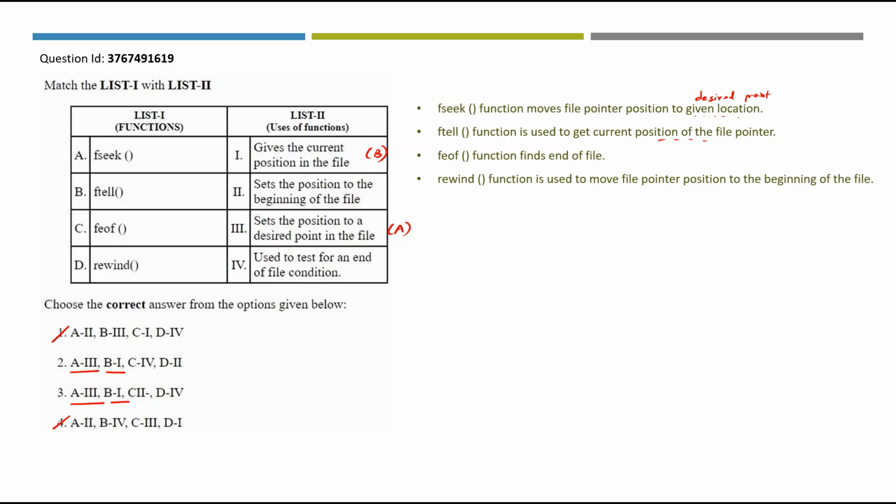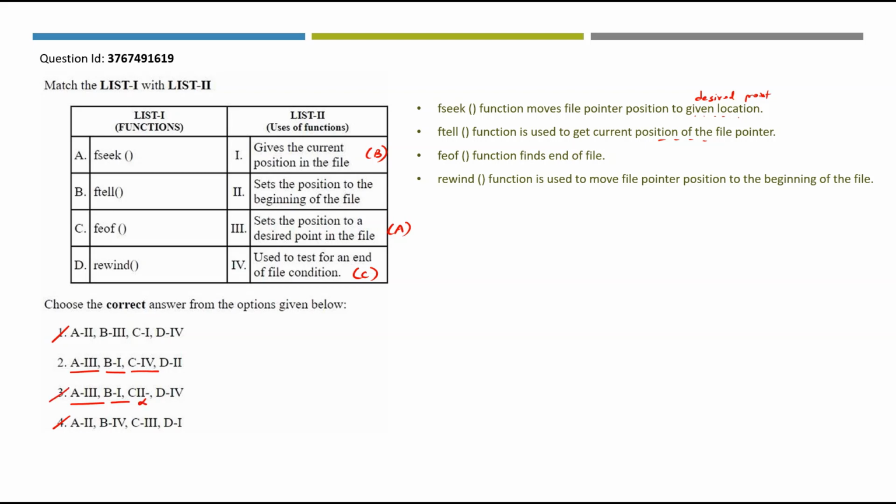What about C? FEOF. This function finds end of file. Whenever we have file handling programs, usually we will use the function FEOF to check whether we have reached the end of file. This can be equated to used to test for an end of file condition. C will be mapping to 4. C4 is available here and not here, so we can rule out even 3.